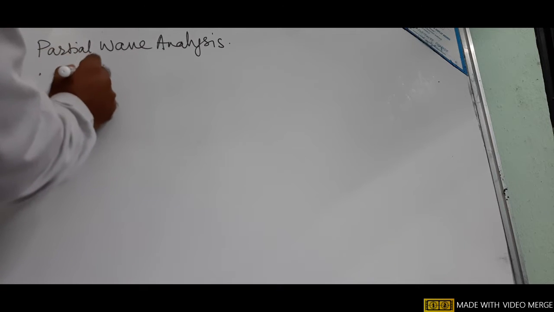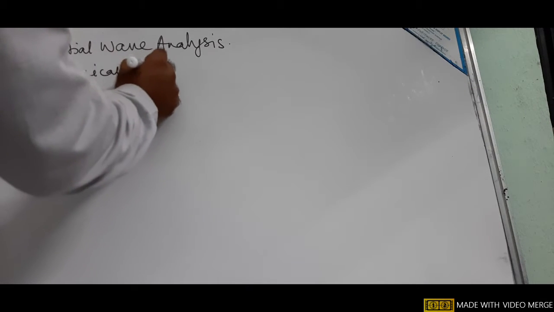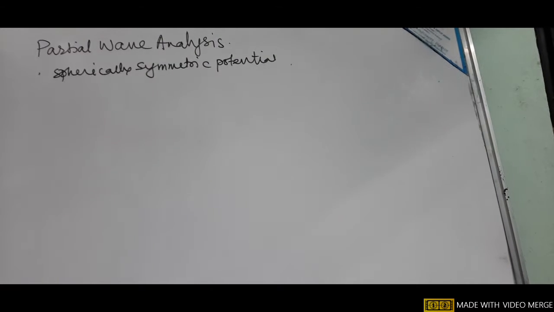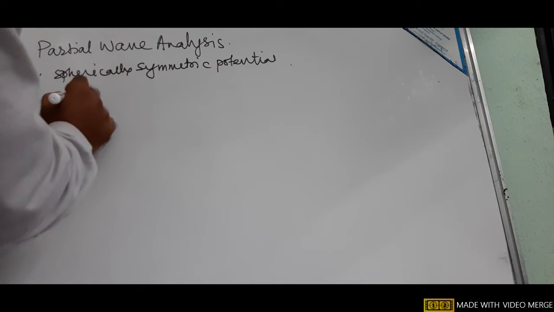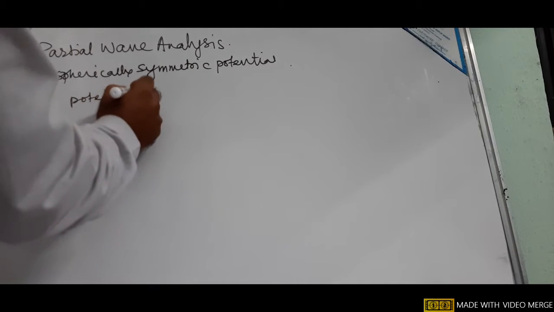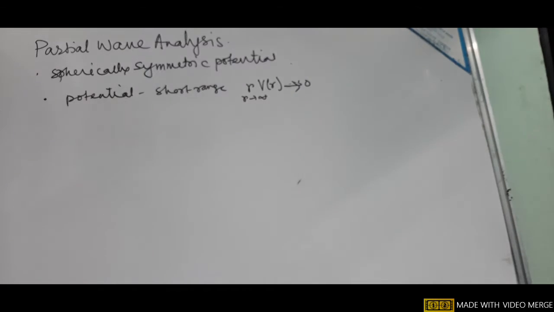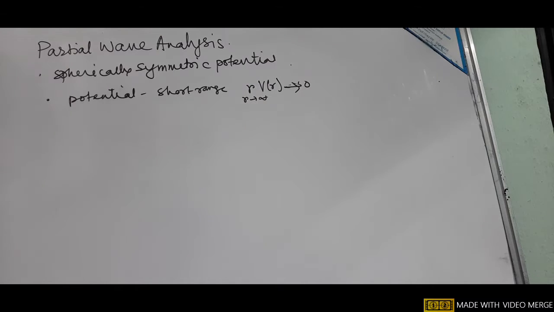We will consider a spherically symmetric potential to discuss the scattering of the particle, and this potential is of short range. Short range means, mathematically, r V(r) tends to 0 as r tends to infinity. That is the meaning of the short range of the potential.